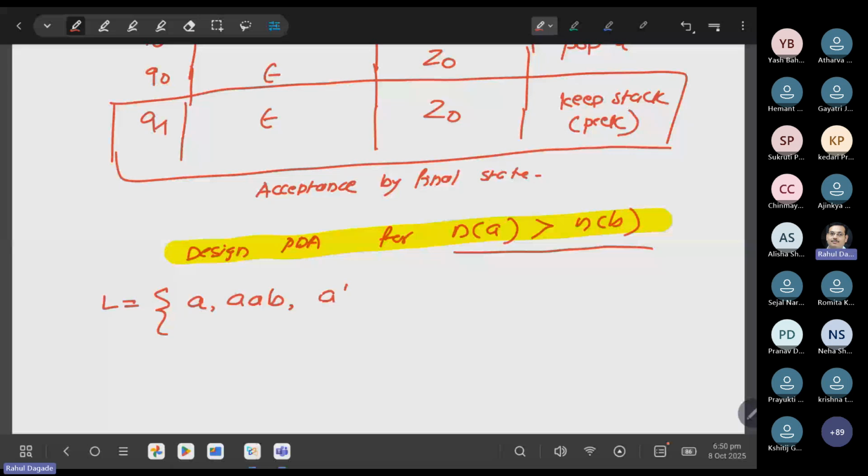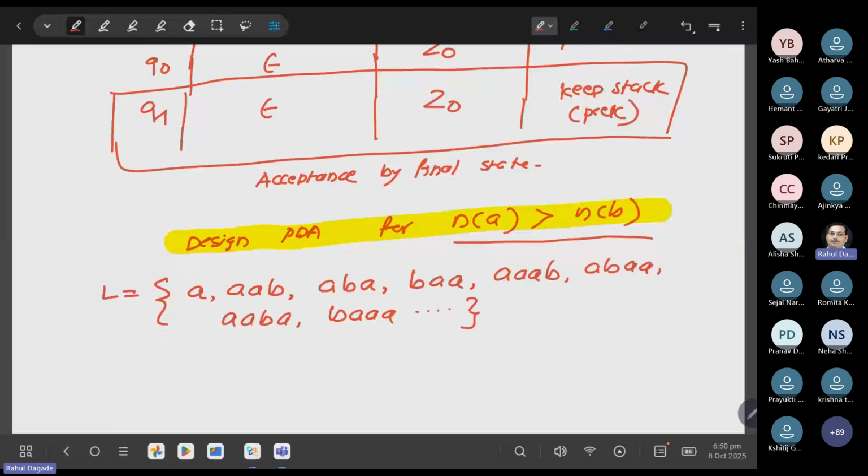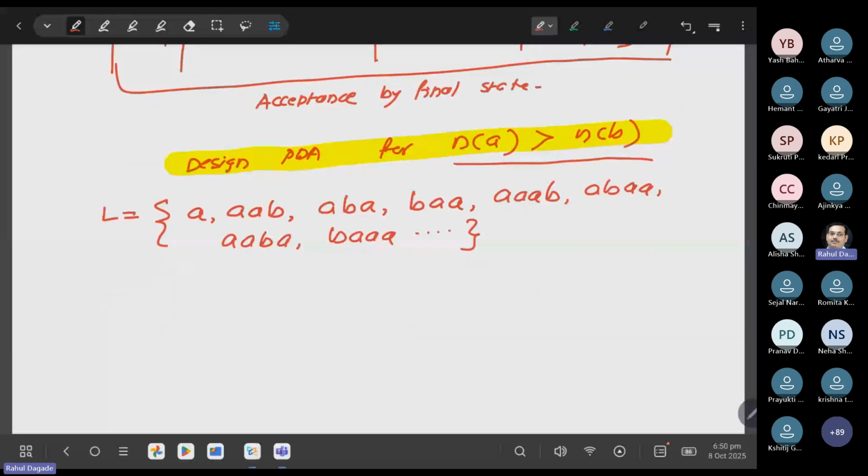Now another case is where there are 3 A's and 2 B's, or 3 A's and 1 B. For example, AAAB is a part of this language, ABAA is a part of this, AABA or BAAA, and so forth. So these are part of this language. So how will you design this PDA?